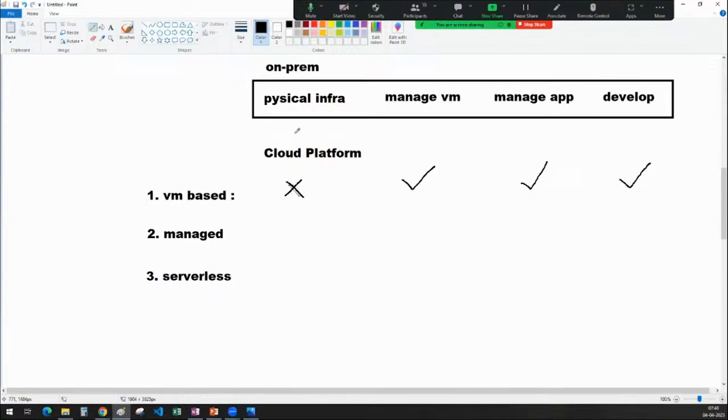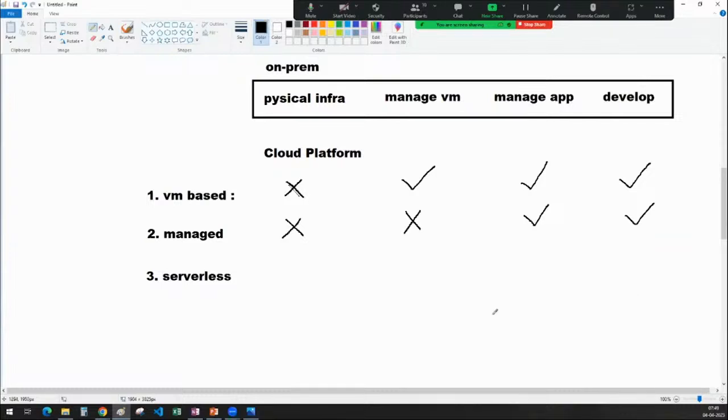The cloud platform will be taking care of it. And if you go to the second category, that is managed services, the physical infrastructure will be taken care of by the cloud platform, and managing the virtual machines is also taken care of by the cloud platform, and only the application and development will be taken care of by you. Managing the application, developing a solution will be up to you. Okay, you have to manage it, you have to take care of it.